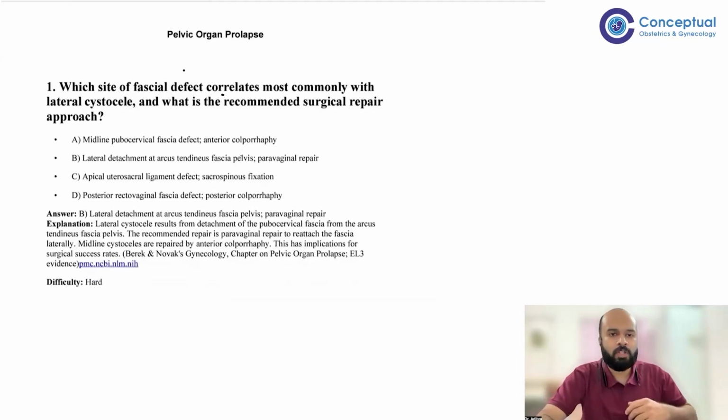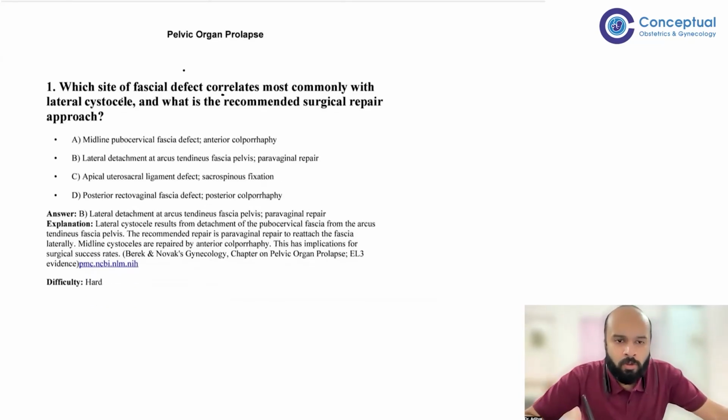So the first question is, which site of facial defect correlates with most commonly a lateral cystocele? Now, when I say that there is something called a lateral cystocele, I am not sure if you all know what a lateral cystocele is. Lateral cystocele is also one of the places where I've mentioned it happens to be.